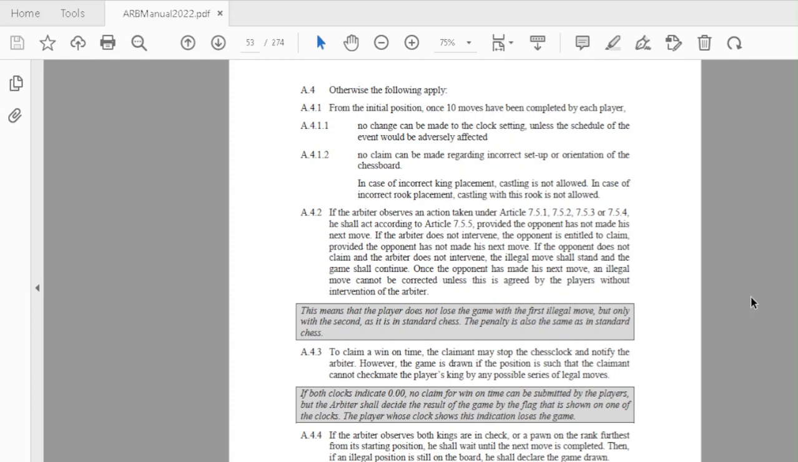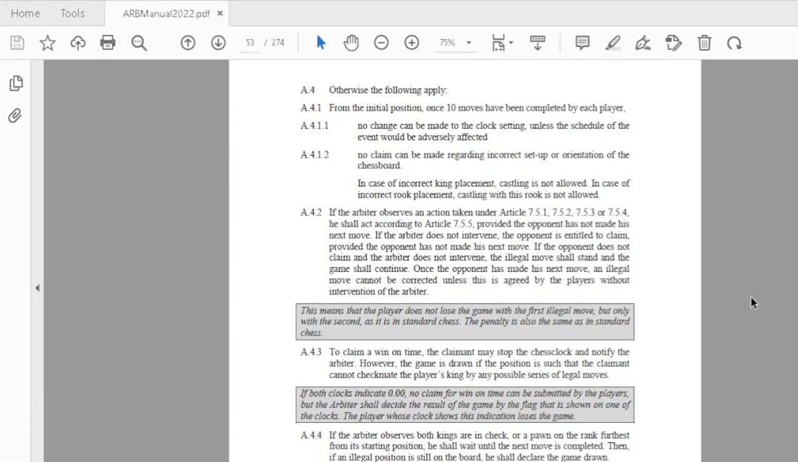This means that the player does not lose the game with the first illegal move, but only with the second. As in standard chess, the penalty is also the same as in standard chess. That's a new rule. Some players are still under the impression that with Rapid and Blitz, you lose the game on the first illegal move. That's not true. It's the same as standard chess.